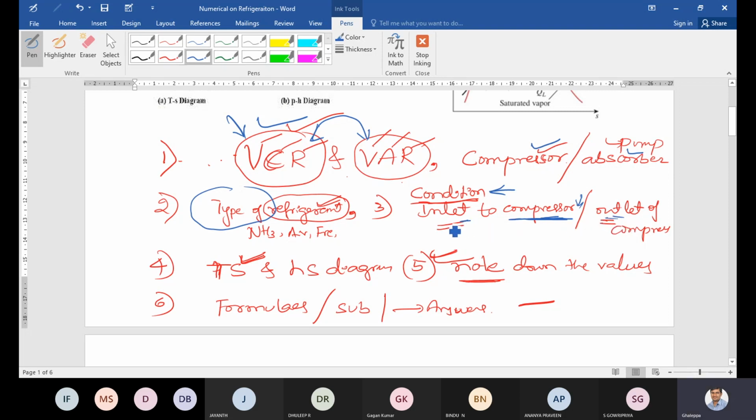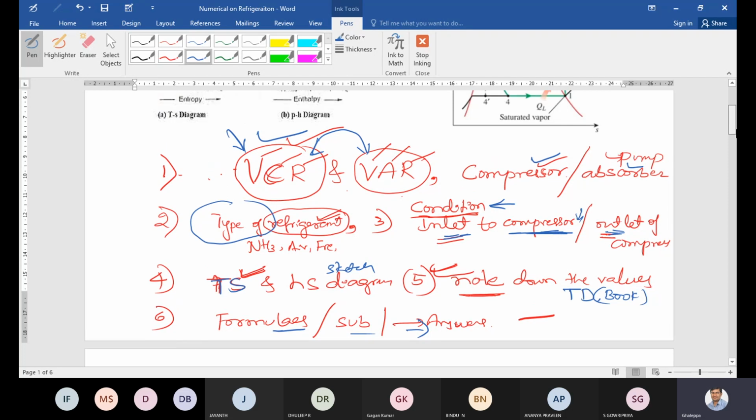I will explain how to take the values if it is inlet, and what the condition is if it is outlet. Once you identify the condition, type, and VCR, then draw a simple TS and HS sketch. Then note down the values from the thermodynamic data handbook. Next, write the formulas, substitute the values, and we will get the answers.